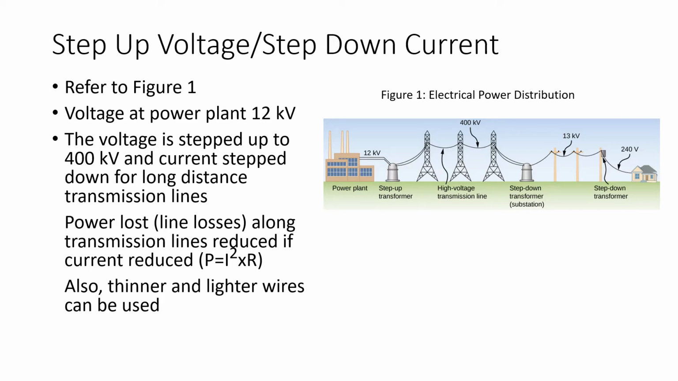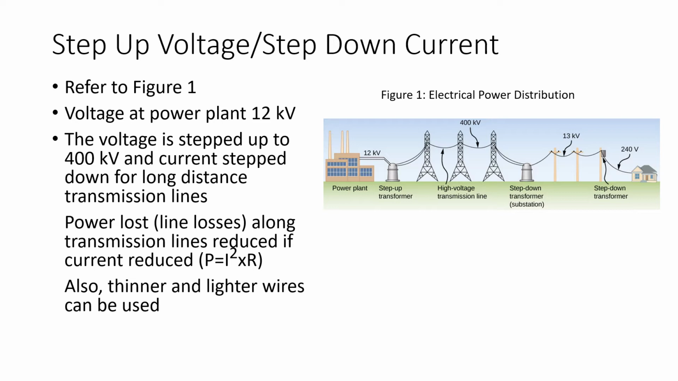And the reason we do this is, of course, if we step up voltage, we step down current. So the current through the high voltage transmission lines is reduced. Therefore, we reduce the power loss along these transmission lines. And this also allows us to construct these transmission lines with thinner and, of course, lighter wires. So this reduces the cost of the wires themselves, and it also reduces the construction cost of the towers used to support the transmission lines.